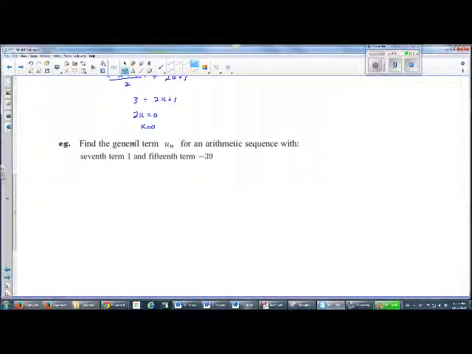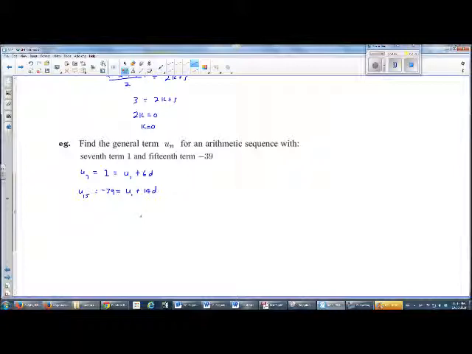Find the general term u sub n for an arithmetic sequence with the 7th term of 1 and 15th term of negative 39. So if we know the 7th term is 1, that's a 7 here, that equals 1. And we know that the 7th term is u sub 1 plus 6d. And the 15th term is u sub 15, and that equals negative 39. And the 15th term is the first term, plus 14 times d.